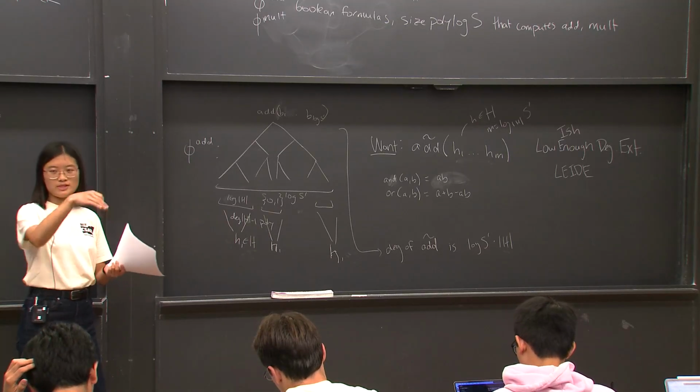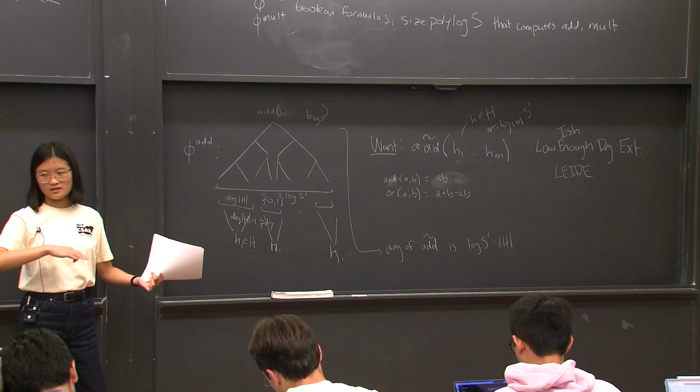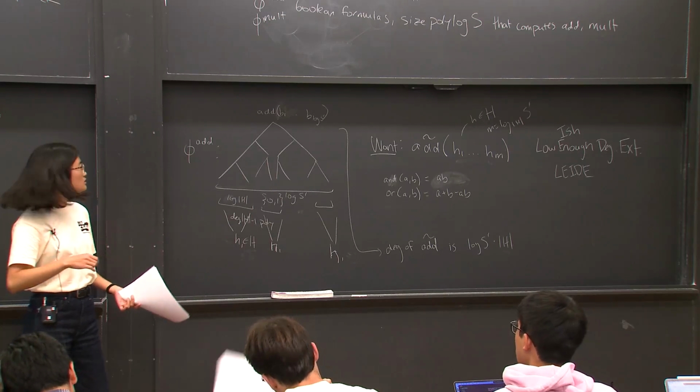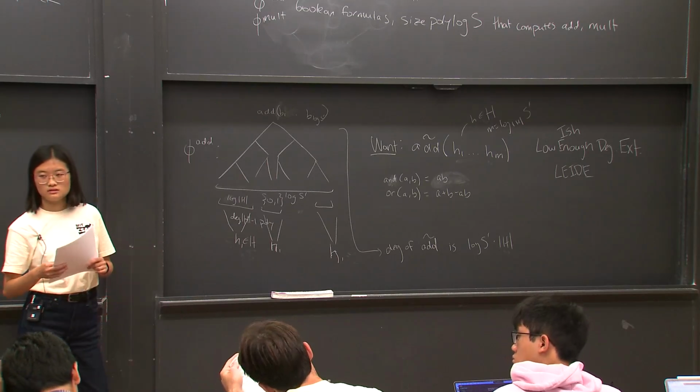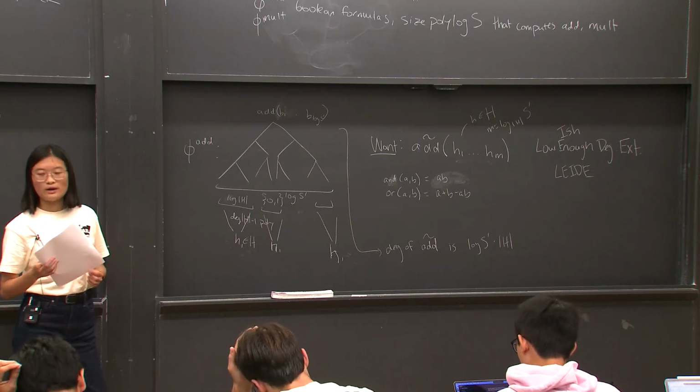So the input is not the specific gate; it's going to be any of the gates in the entire circuit. So it's one formula for the entire circuit, basically. Yeah, one formula for the entire circuit.